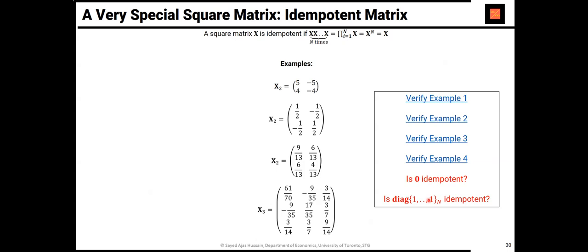Come on. Is the identity matrix, or the diagonal matrix consisting of ones on the diagonal, idempotent? You can work it out in 5 seconds.